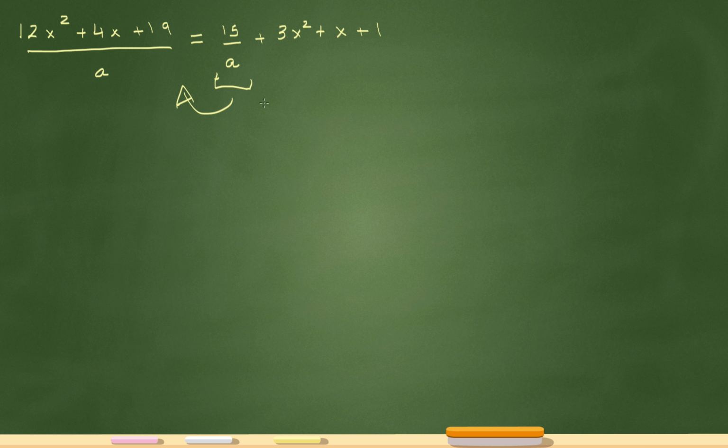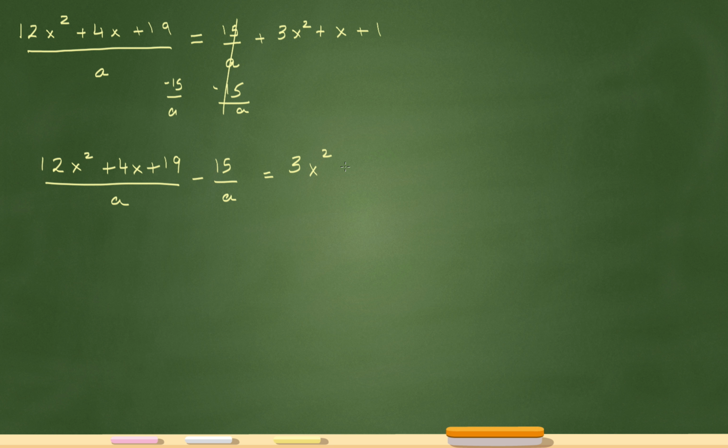So I'm going to start off by subtracting. Let me get this out of the way. Let me subtract 15a on both sides. So we'll subtract 15a here, and that means we have to subtract 15a here as well. So let's rewrite that. It'll be 12x squared plus 4x plus 19 over a minus 15 over a, the 15 over a that I brought to that side. This cancels out, and that will equal 3x squared plus x plus 1.